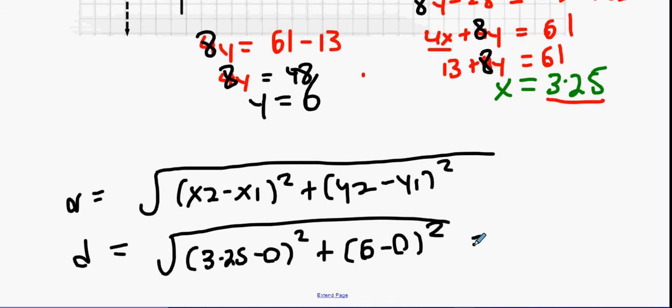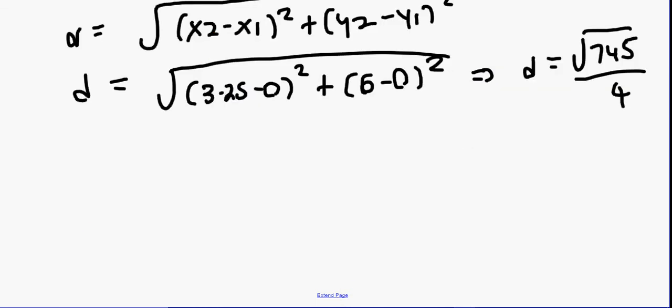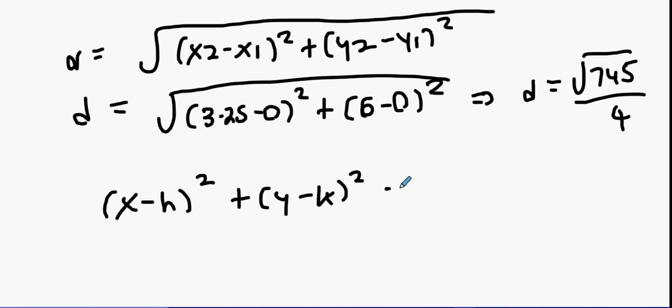So d equals root 745 over 4. Okay. Now we're going to get the equation of the circle. So the equation of the circle is x minus h squared plus y minus k squared equals r squared.